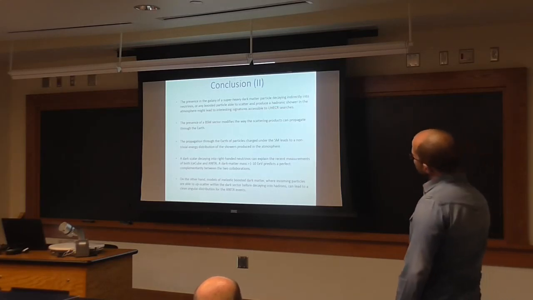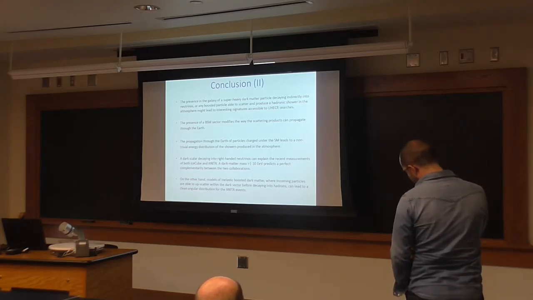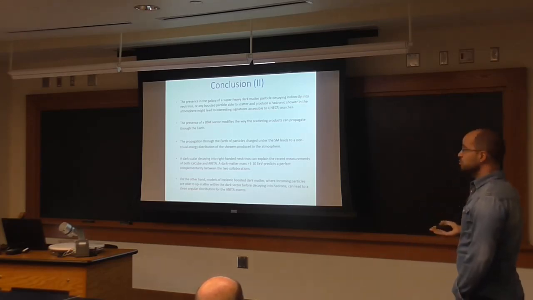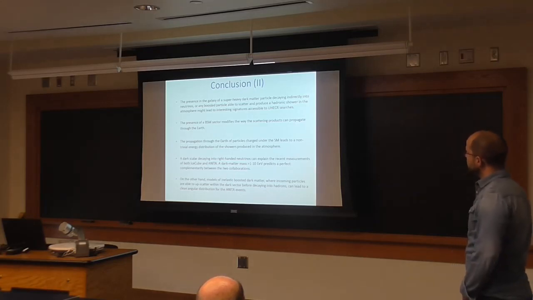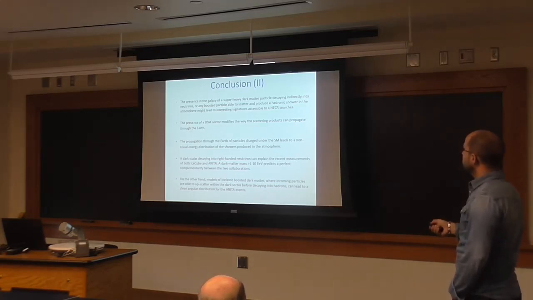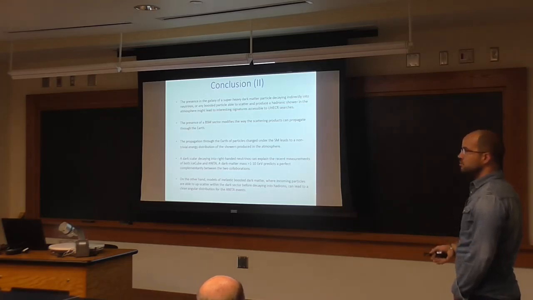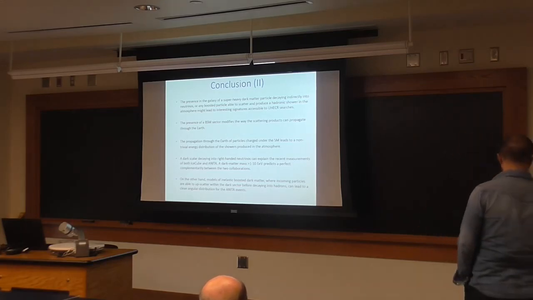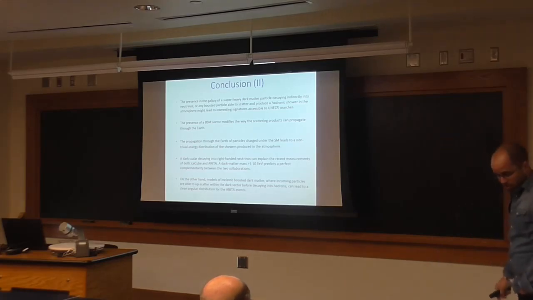So the presence of very heavy dark matter in the galaxy, which would decay into neutrinos, is something which should be accessible to neutrino detectors on Earth. The very important thing is that the presence of a BSM sector might significantly modify the way particles propagate through the Earth. Given a certain scenario, you can track the typical energies of the particles you expect to see in different detectors, and that might be a very interesting complementary constraint between IceCube and ANITA. I hope I convinced you that maybe a dark matter mass at the excited Chomsky scale could be something we could see today in experiments.